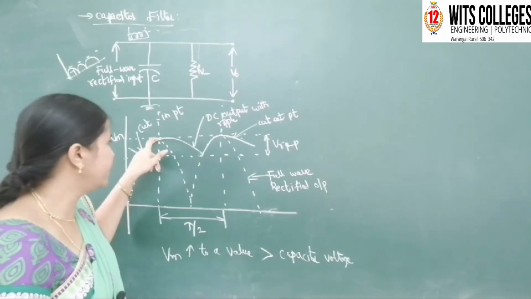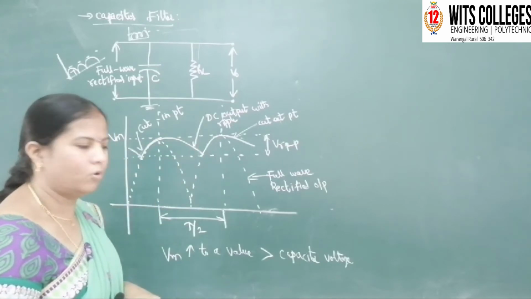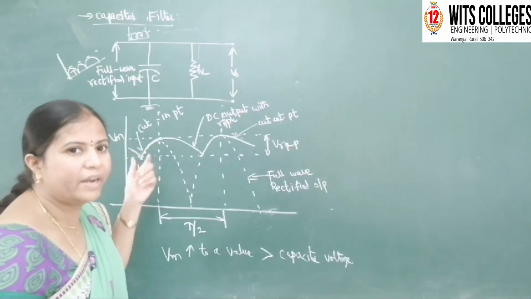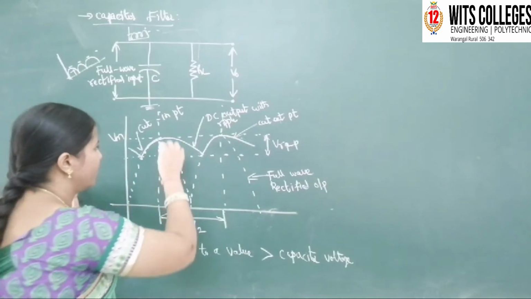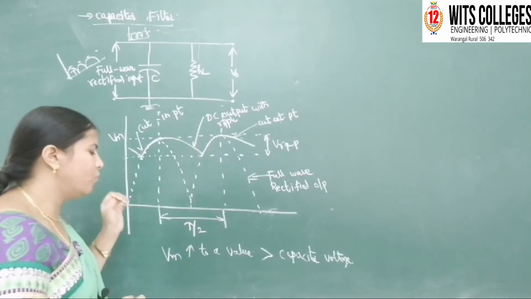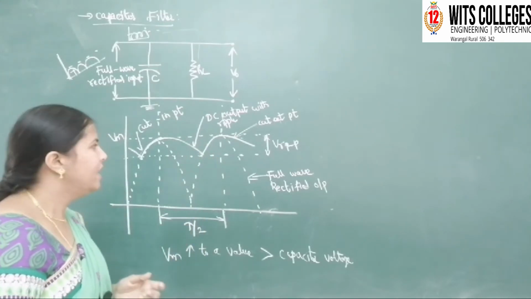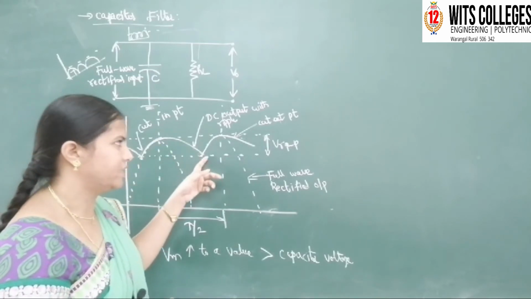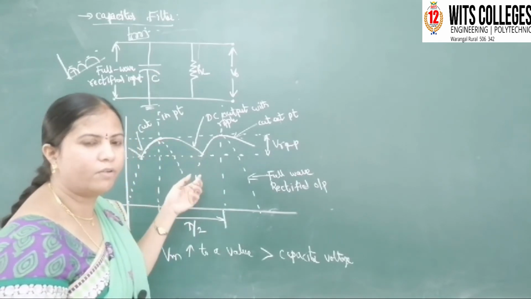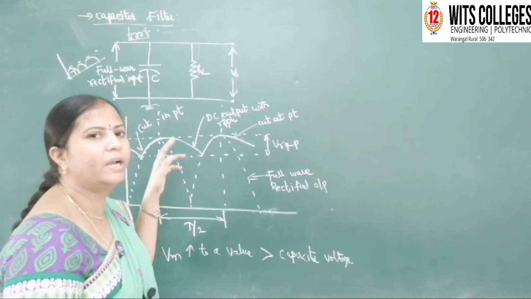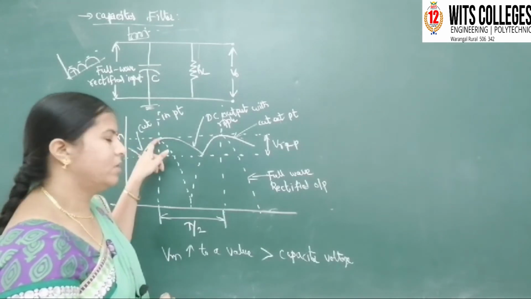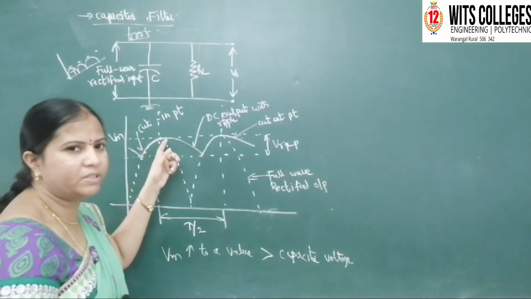After this, the capacitor is going to be discharged. When the transformer voltage falls below the capacitor voltage, the capacitor voltage is going to decrease during the negative half cycle. Then during the next positive half cycle, the capacitor is again charged up to the peak voltage, that is, the transformer secondary voltage.